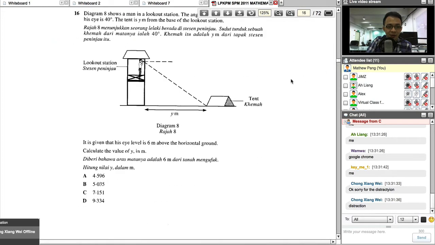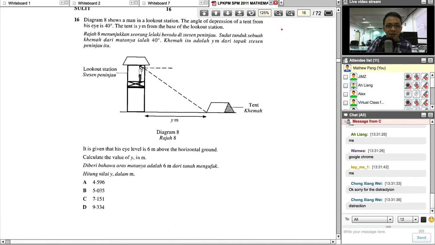Okay, so this is the same thing also. First is read the question. Diagram A shows the man in the lookout station, the man over here, and the angle of depression. For angle of depression, you must have a horizontal line. Okay, this is a horizontal line. So you always check whether you have the horizontal line or not. If not, you have to draw it yourself.